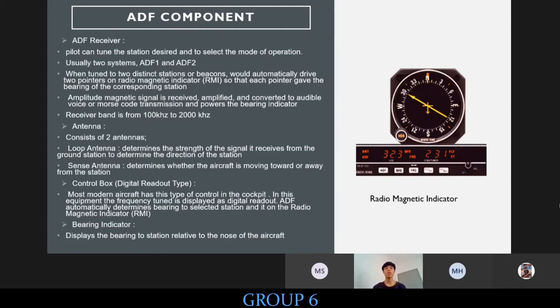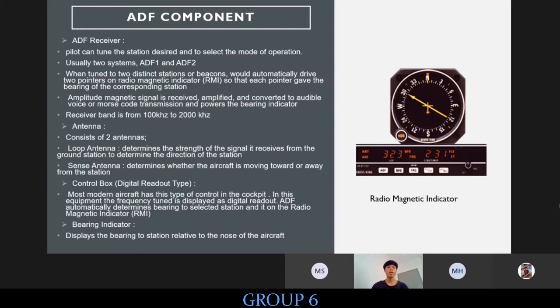Next is the antenna. The antenna for the ADF component consists of two antennas. First, the loop antenna, and second, the sense antenna. The loop antenna determines the strength of the signal it receives from the ground station to determine the direction of the station. The sense antenna determines whether the aircraft is moving toward or away from the station.